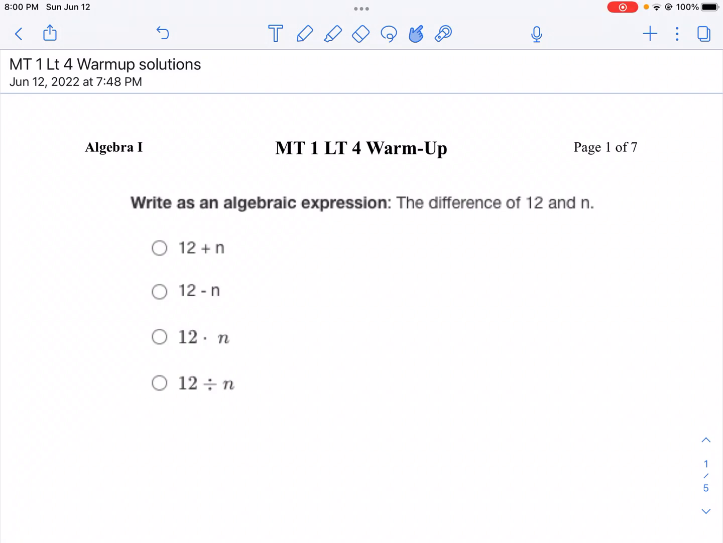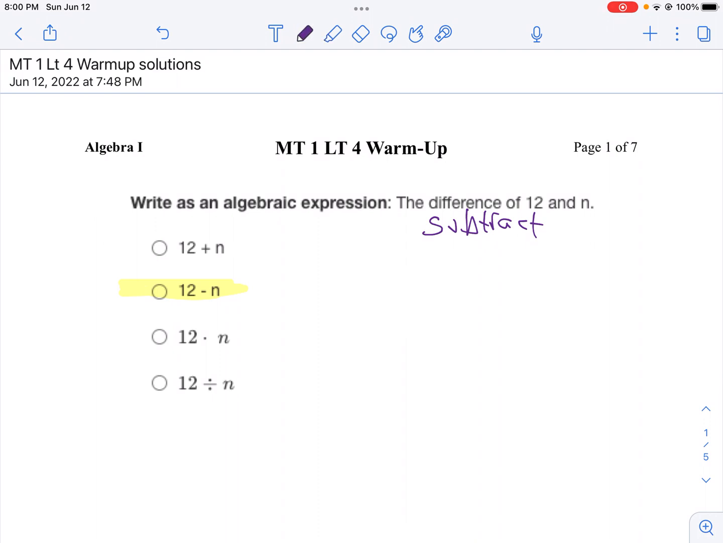Let's take a look at the review of your warm-up problems. In the first question, we want to write an algebraic expression for the difference. Now, what does that word difference mean? Well, that word difference means subtract. We should know that by now. Of 12 and n. So I want to find the one where I'm subtracting 12 and n. So that would be your second choice, wouldn't it?